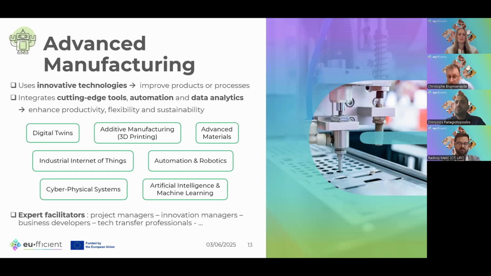And this is immediately the link between this community and another community that will be introduced a little bit later, the community of AI digital. Now, expert facilitators in this field are typically from universities, from innovation centers, from research centers, and they are project managers, innovation managers, business developers, tech transfer professionals, so the people who can make the link between academia and industry. So if you go to the next slide.